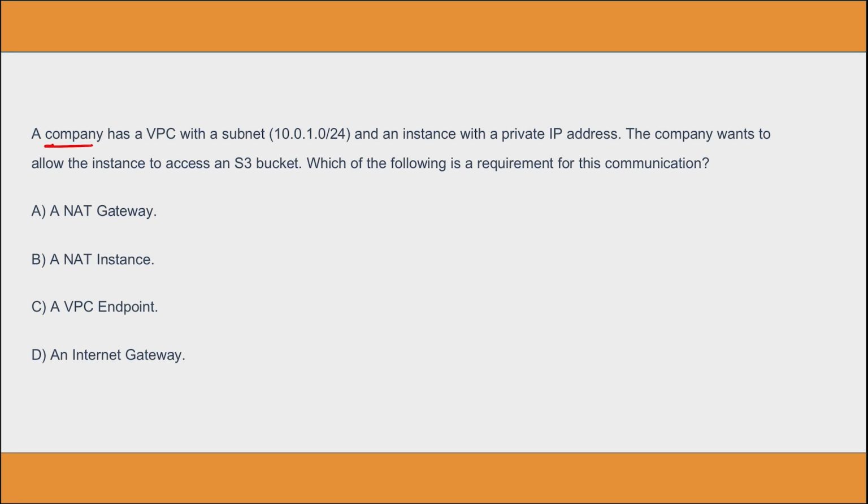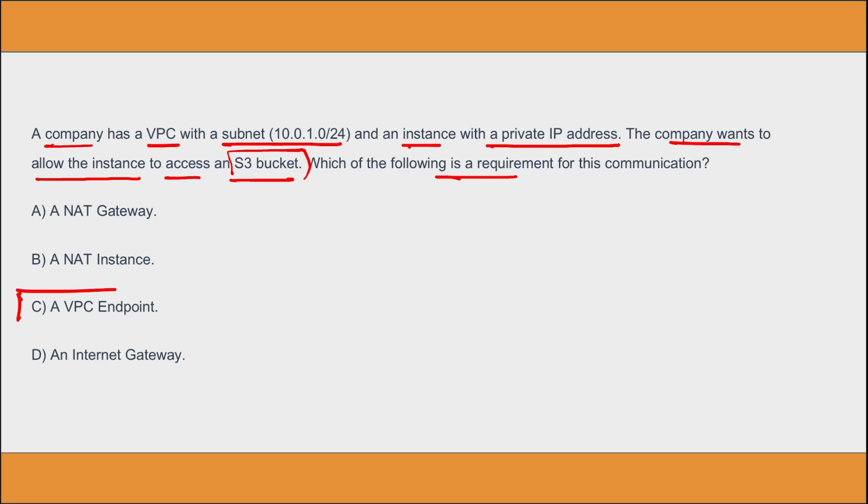The question is, the company has a VPC with a subnet and an instance with a private IP address. The company wants to allow the instance to access an S3 bucket. Which of the following is required for this communication? So in order to access an S3 bucket, a VPC endpoint will be required here, right? This VPC endpoint is required to enable private access to S3 buckets from an instance with a private IP address. A NAT gateway won't be required.